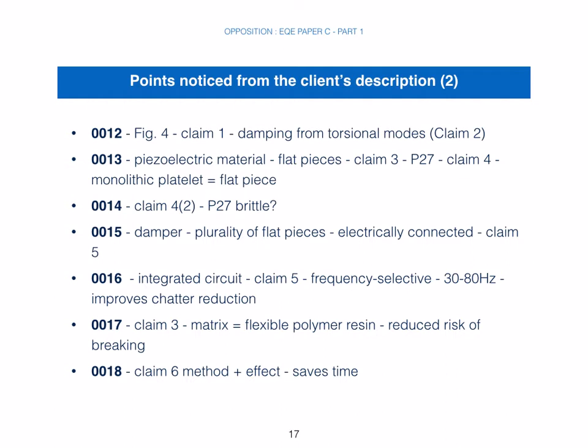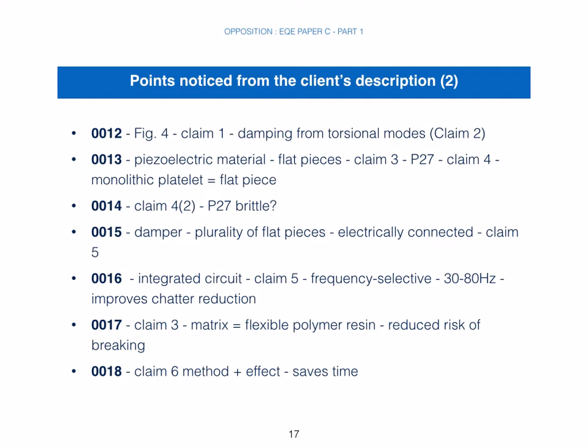Paragraph 17 over the page talks about a matrix, and it talks about claim 3, and it says that a matrix is the same as a flexible polymer resin, which is a definition we may need, and it talks about a reduced risk of breaking. And in paragraph 16, we can equate that with claim 6, the method claim 6, and its effect of saving time. We will probably need the effect of saving time later.